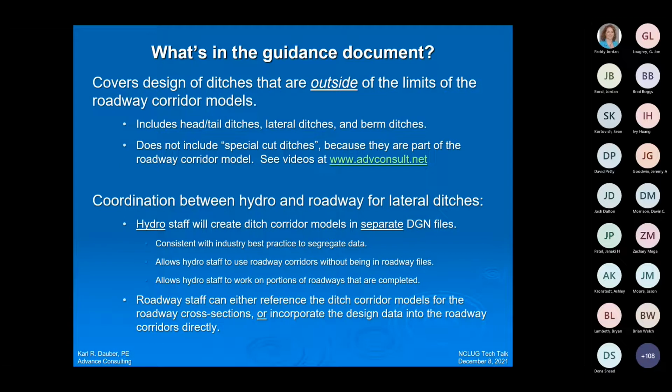I also want to briefly mention DOT's current thinking about coordination between hydro and roadway staff. Hydro staff will create ditch corridor models in separate DGN files. So this is a continuation of existing practice, and it's consistent with industry best practices to segregate data. This allows hydro staff to use the data in the roadway corridor models for their ditch design without having to be in those roadway files. It also allows hydro staff to work on portions of roadways that are completed rather than having to wait for the entire roadway design to be completed before they get started on ditch design.